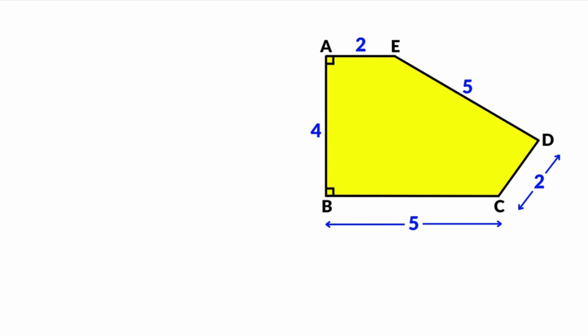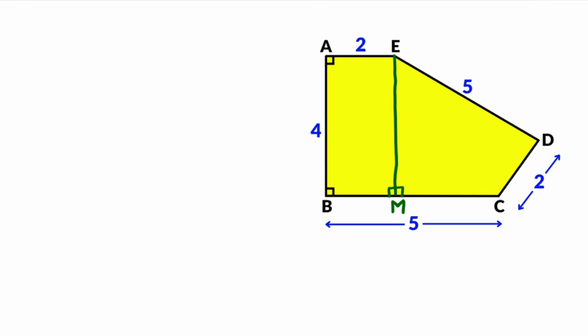We're also told that angles A and B are both perfect right angles. Our goal is to find the total area of the pentagon. Let's begin with one simple construction. Drop a vertical line from point E straight down to side BC. Let the foot of that perpendicular be point M.